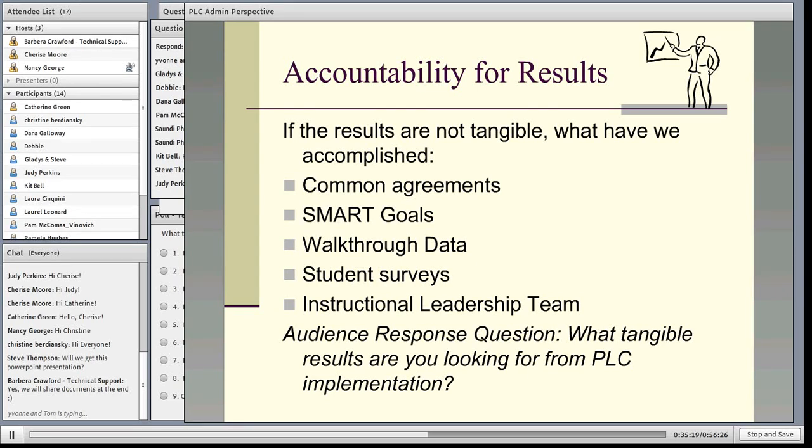So some of the results that we have focused on here, the first one is common agreements, and I'm sure you're wondering what the heck is a common agreement. What we did was we talked through in our professional learning communities about what work we had done and what impact it was having on the classroom. And we came to a common agreement that at a minimum, we should be able to see certain things in every classroom, based on the research we had read and the work we had done together.